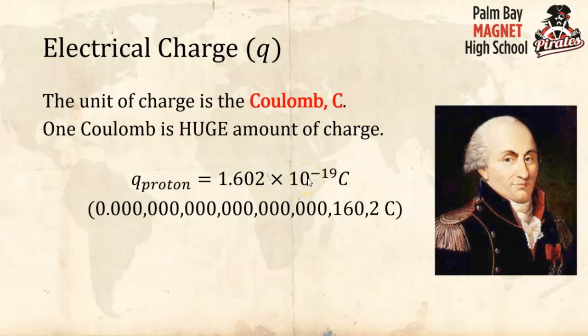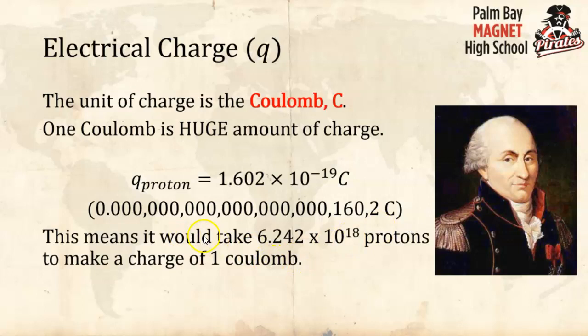This is a tiny number. I've written out all the zeros for dramatic effect here. This is a tiny amount of coulombs, but the converse is, if 1 proton is a ridiculously small amount of coulombs, how many protons does it take to make 1 coulomb's worth of charge? You do the math, and it's 6.242 times 10 to the power of 18 protons. So 1 coulomb is a huge amount of charge.